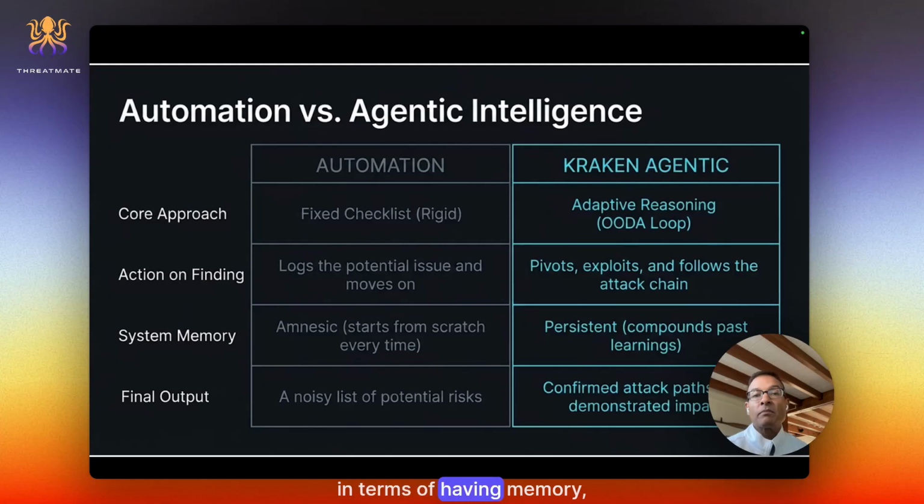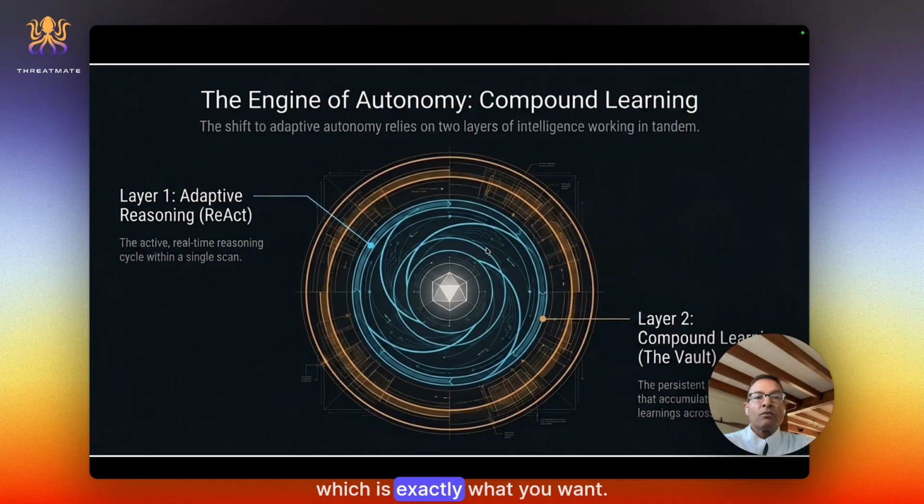In terms of having memory, basically automation starts with zero memory, whereas agentic has persistent learning from one run to the next, compounding its learning. And that's really significant leap ahead capability. And then finally, the results you'll see from an agentic pen test are confirmed attack paths with demonstrated impact, which is exactly what you want.